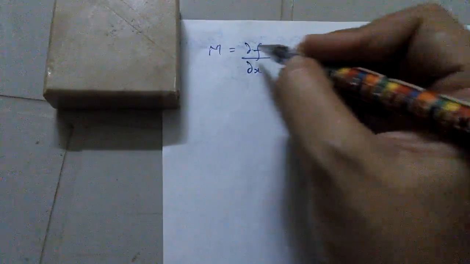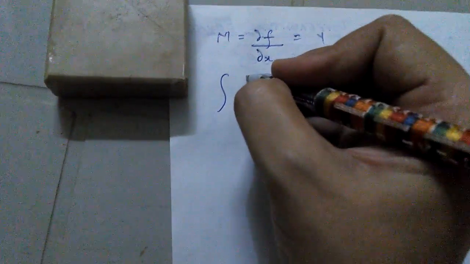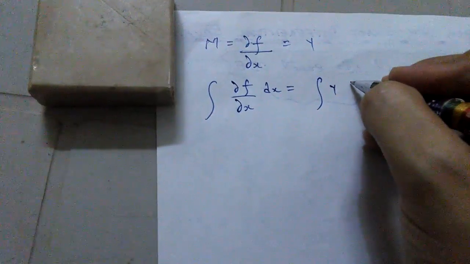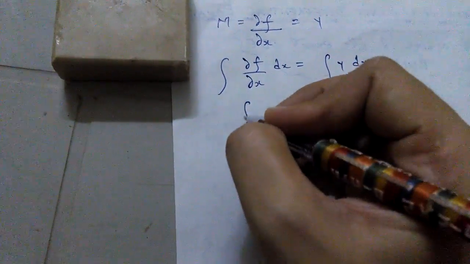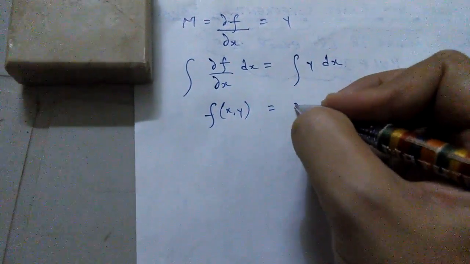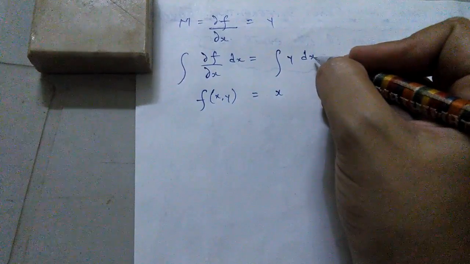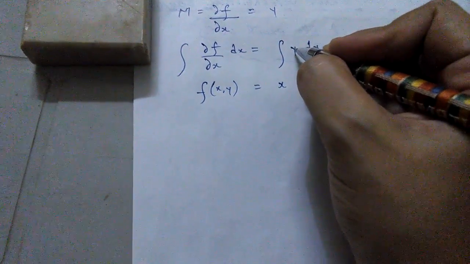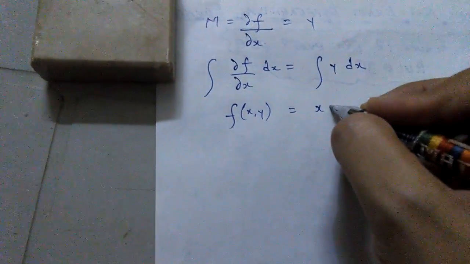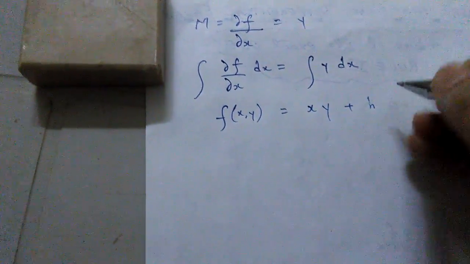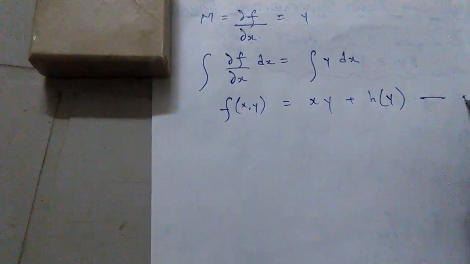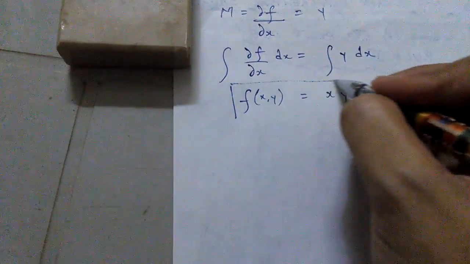In order to find f, we will integrate both sides with respect to x. As we are integrating with respect to x, this y is going to behave as a constant, so it will be outside. The integrand becomes 1 obviously, so its integral will be x. And plus some constant, which is going to be a function of y, because its derivative with respect to x is 0. We call it equation number 1 and close it in a box.